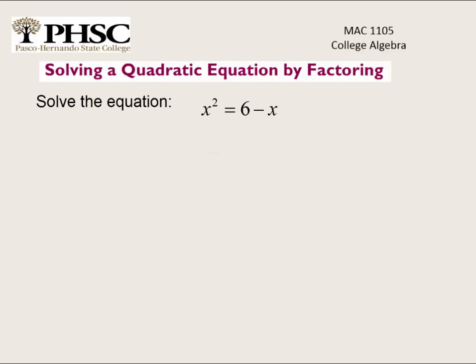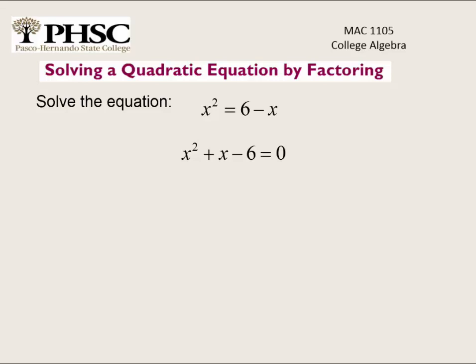Here we have another example: x squared equals 6 minus x. The first thing I want to do is make sure I write it in standard form, which means having 0 on one side of the equal sign. So I'm going to subtract 6 from both sides and add x to both sides, and I end up with the quadratic x squared plus x minus 6 equals 0. Now I'm going to factor this.